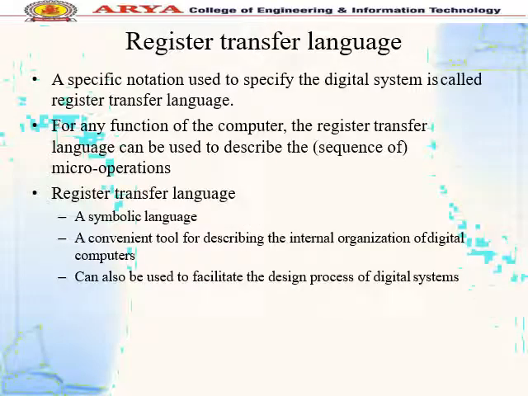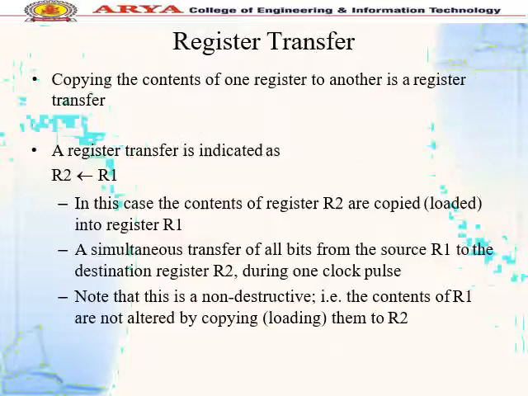Register transfer language. A specific notation used to specify digital systems is called register transfer language. For any function of the computer, the register transfer language can be used to describe the micro operations. Register transfer language is a symbolic language, a convenient tool for describing the internal organization of digital computers. It can also be used to facilitate the design process of digital systems.